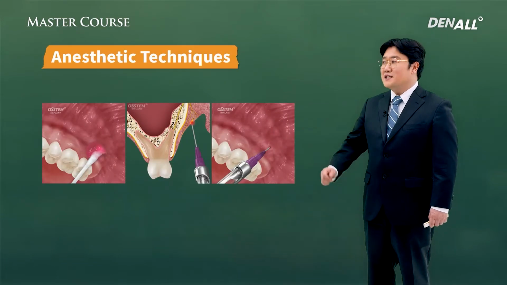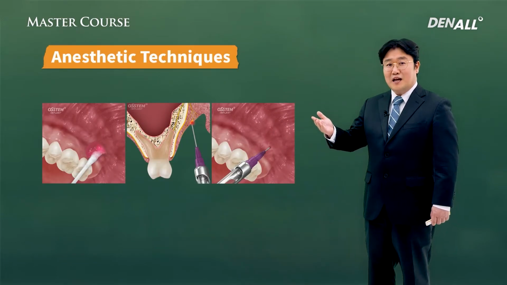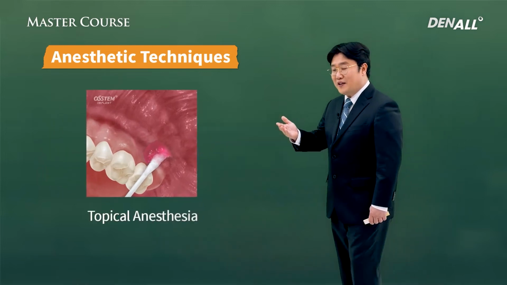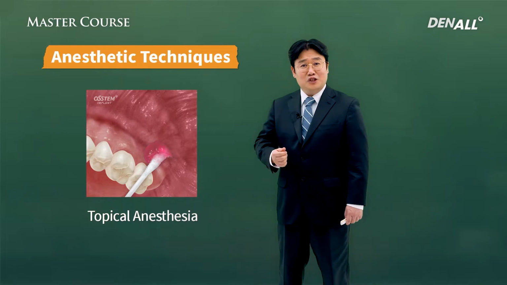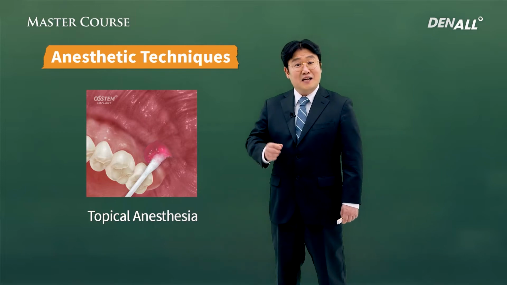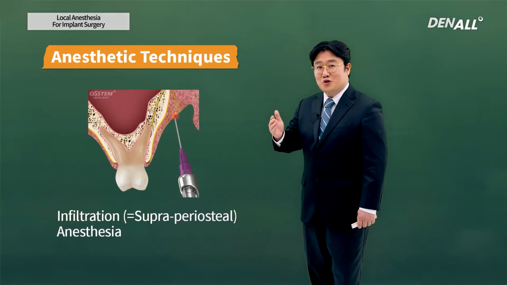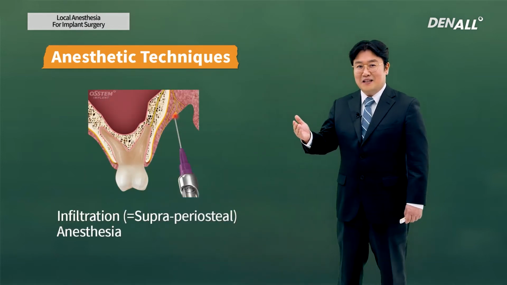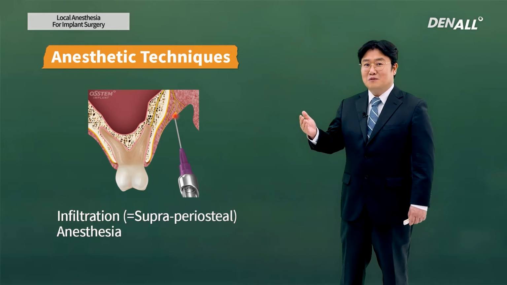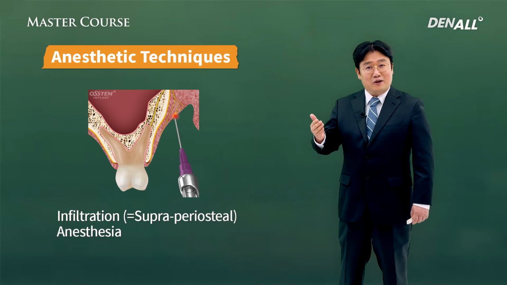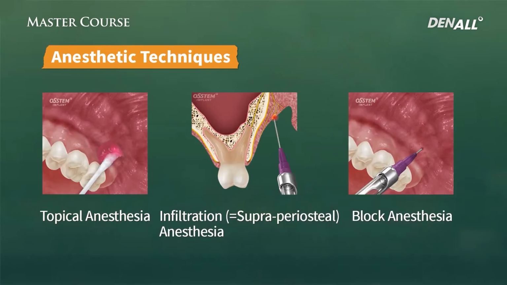The dental local anesthesia can be classified as follows. First, you know this very well, topical anesthesia. Anesthetic is applied on the gingiva. The second one is infiltration anesthesia, or it can be called supraperiosteal anesthesia, because the anesthesia is done over the periosteum.